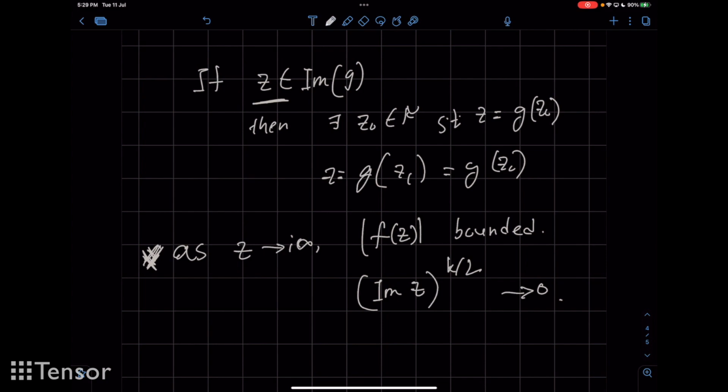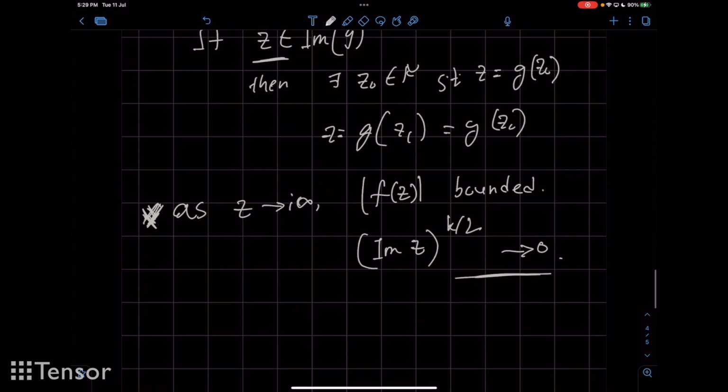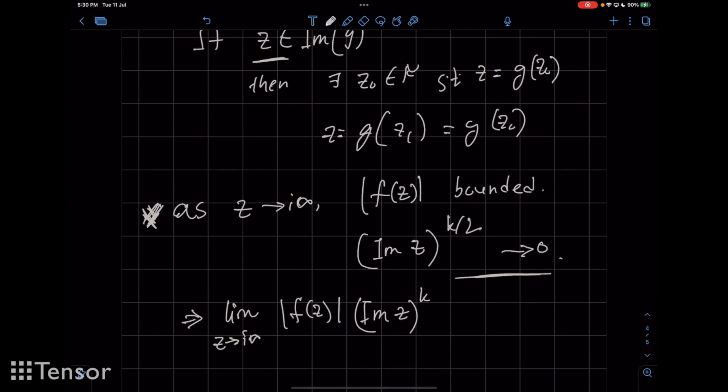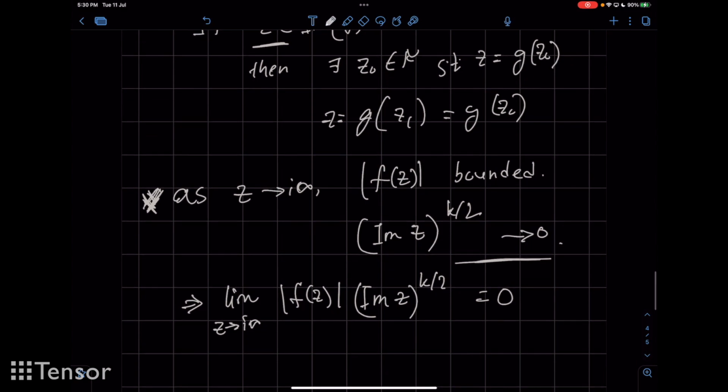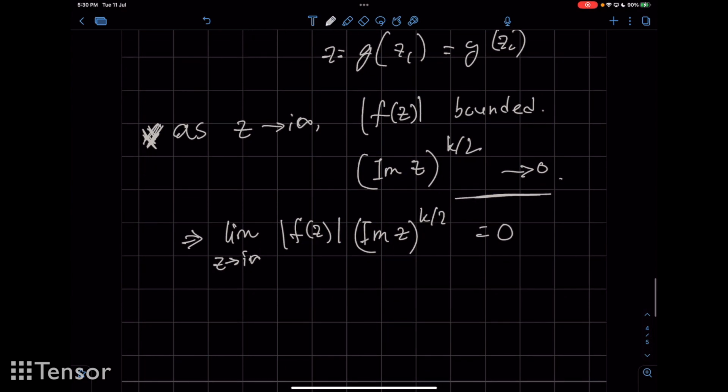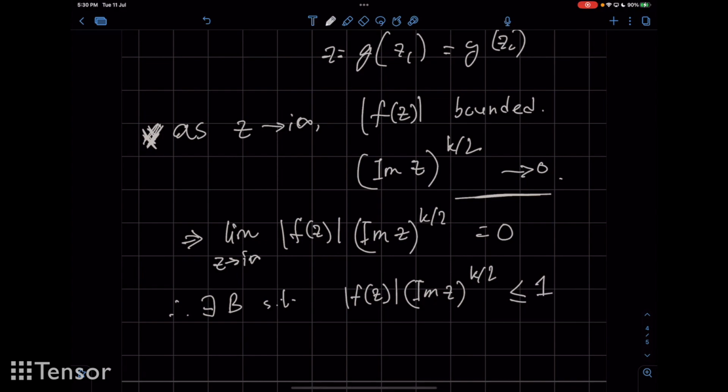So as z goes to i infinity, the imaginary part of z goes to infinity. But we chose k to be a negative number. So that's why this limit is 0. So therefore, the limit as z goes to i infinity of f of z times the imaginary part of z to the power k over 2 is 0, because one part is 0 and the other part is bounded. Therefore, there exists some b such that |f of z| times the imaginary part of z raised to the power k over 2 is smaller than or equal to 1 for all z with imaginary part of z bigger or equal to b.